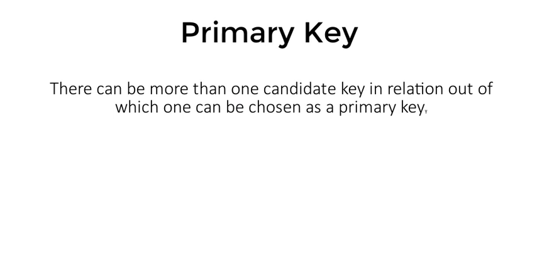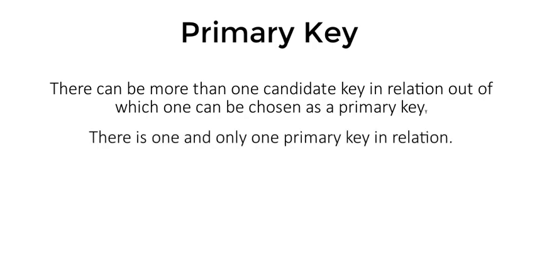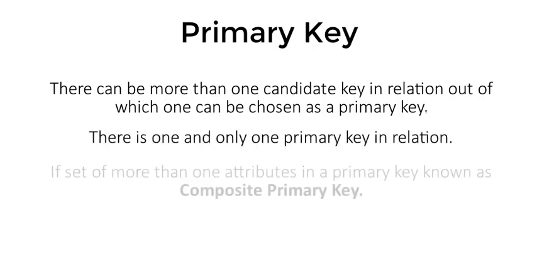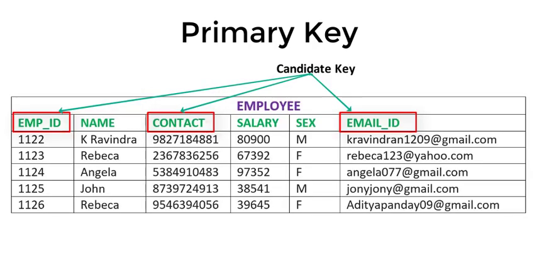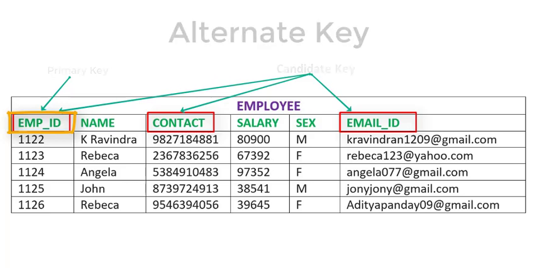Primary key. There can be more than one candidate key in a relation, out of which one can be chosen as primary key. There is one and only one primary key in a relation. If a primary key has a set of more than one attribute, it is known as a composite primary key. Here in the table employee, the most appropriate attribute for primary key is EMP-ID.